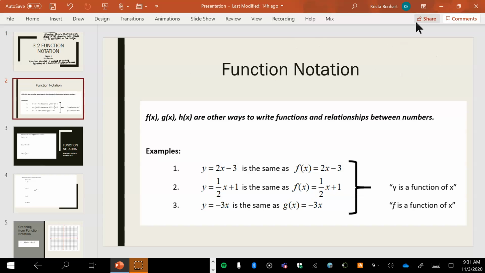If you look at the next page, it shows f of x, g of x, h of x are all ways to write functions and relationships between numbers. Here are a few examples. Y equals 2x minus 3 is the same thing as f of x equals 2x minus 3. Y equals 1 half x plus 1 is the same as f of x equals 1 half x plus 1. Y equals negative 3x is the same as g of x equals negative 3x. So this is saying y is a function of x or f is a function of x. All the same stuff.